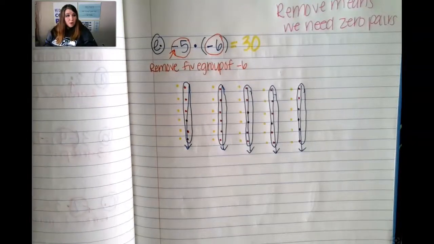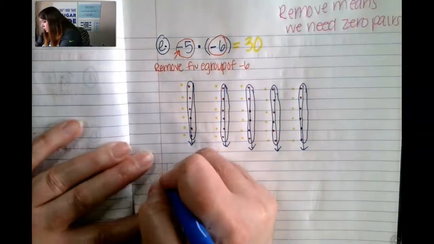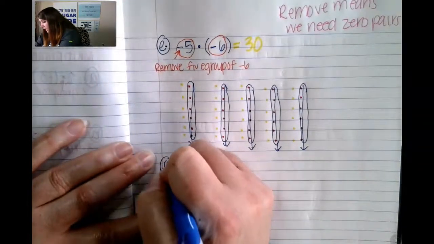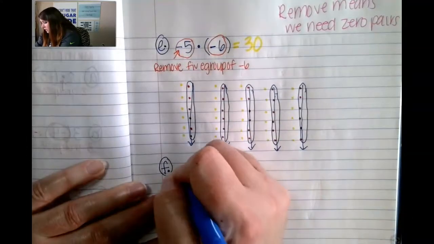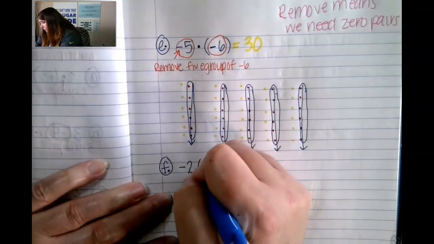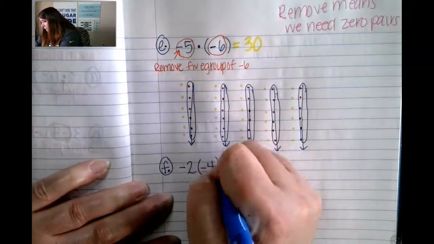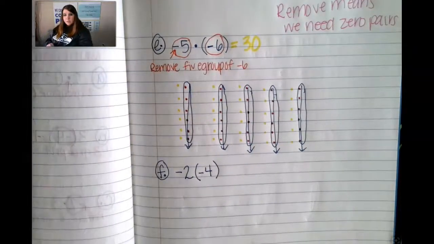Let's try one more. I want a smaller one so that you guys don't have to sit here and watch me do chips all over the board again. Okay, so let's do F, and then you're going to have some try-its. F says -2 times -4. Okay, so I'm going to show you this one with real chips so that you can see it.